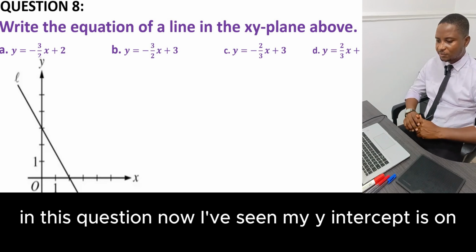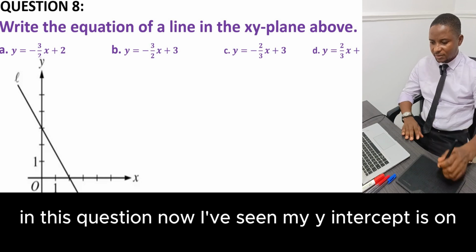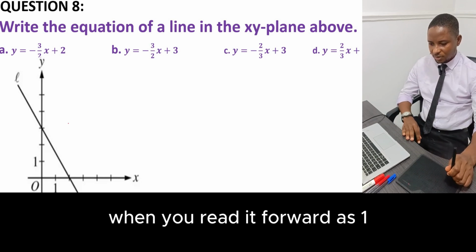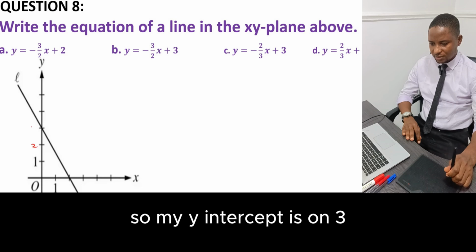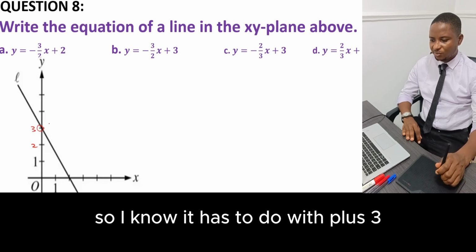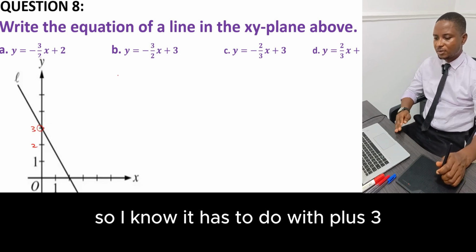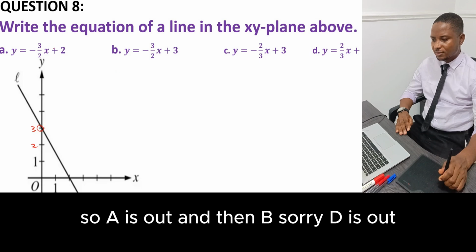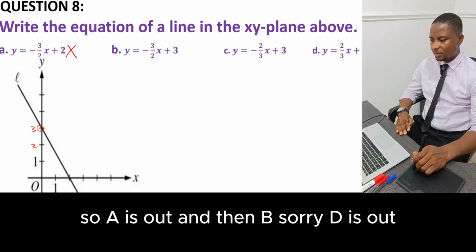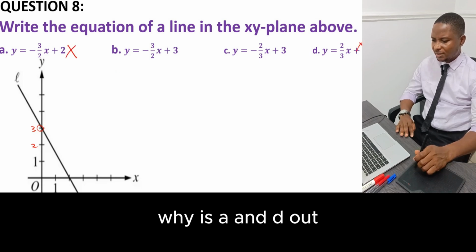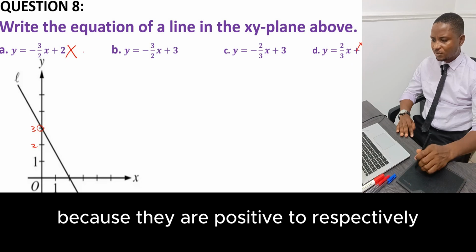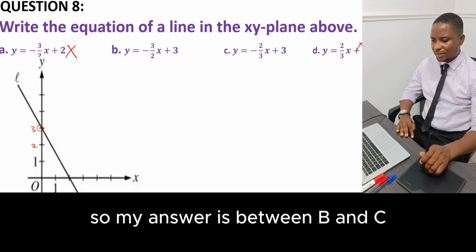In this question now, I've seen my y-intercept is on, when you read it forward, that's 1, 2, 3. So my y-intercept is on 3. So I know it has to do with plus 3. So A is out, and then D is out. Why is A and D out? Because they have a positive 2 respectively. So my answer is between B and C.